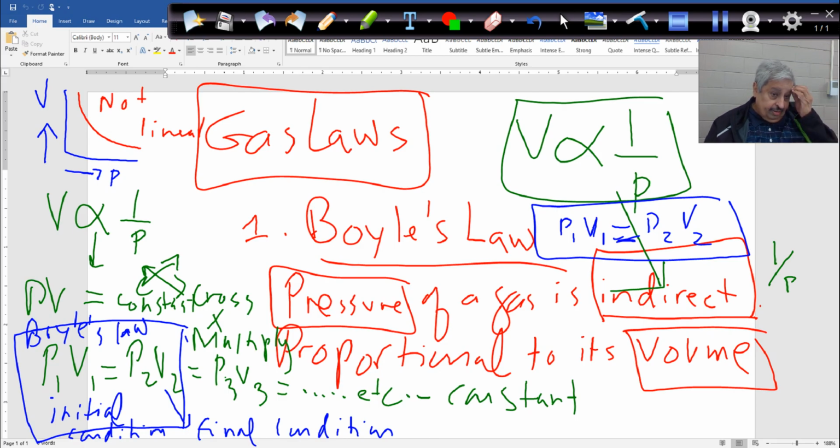So this is the first gas law: the volume is indirectly proportional to the pressure. If you increase the pressure, and that makes sense.